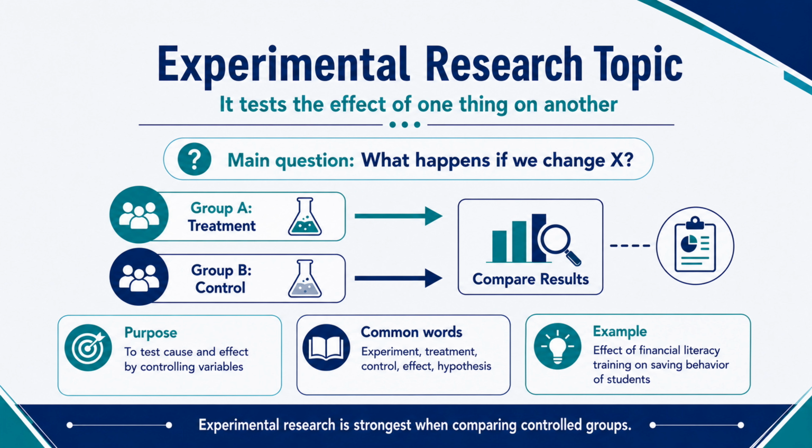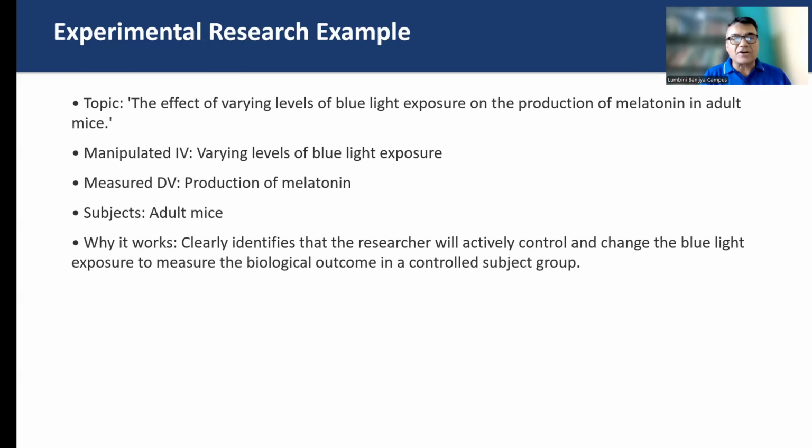Okay, to answer: what happens to Y? Listen carefully. What happens to Y, that is the dependent variable, when we manipulate X, that is the independent variable, under control condition, the control setting. So let's check one example. Okay, the topic. Have a look here. The effect of varying levels of blue light exposure on the production of melatonin in adult mice.